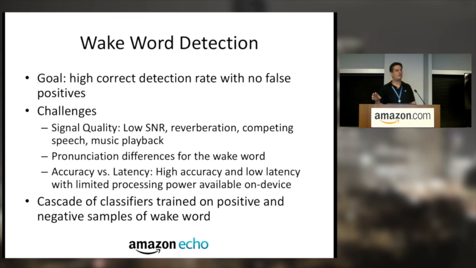There are many challenges around the signal quality. For example, the signal-to-noise ratio can be problematic. They are competing. There are more sounds in the background, music playback, pronunciation. Different people pronounce Alexa differently. There is something called accuracy versus latency. We want it to work very accurately and very fast, which is very challenging. We're gonna talk about this algorithm and the mathematics behind it in a few minutes.